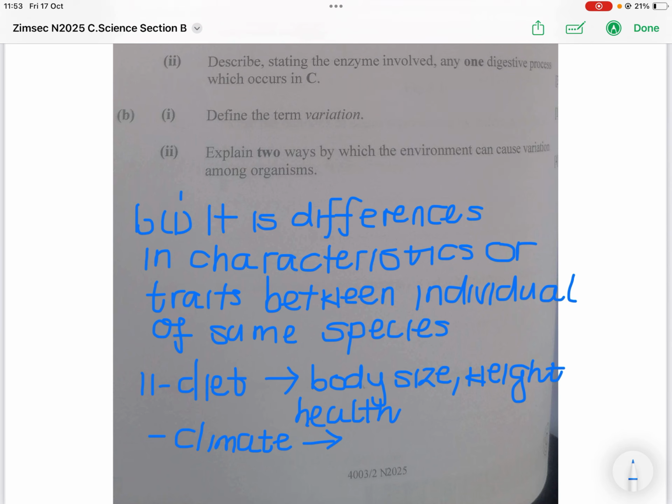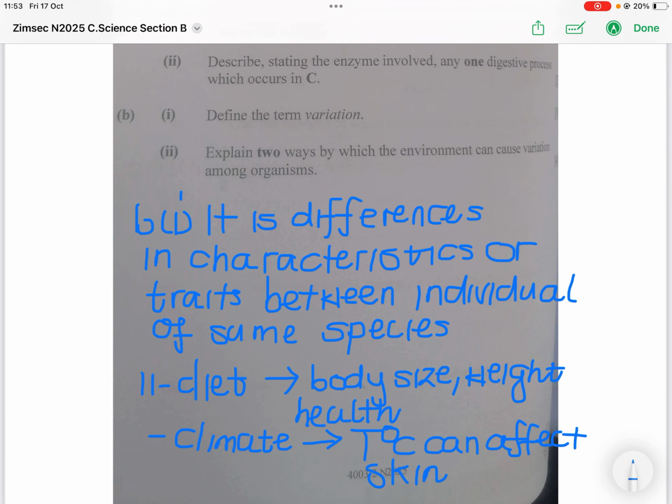If you are staying where it is hot, your skin is going to be darkened. And then if you are staying where there is cold temperatures, your skin is going to be lightened. So the climate, temperature, it can affect the skin.